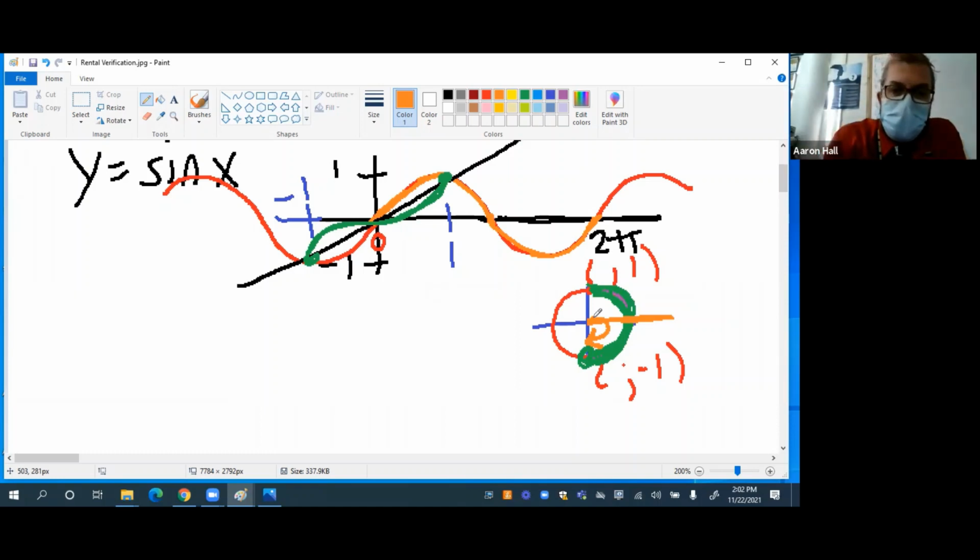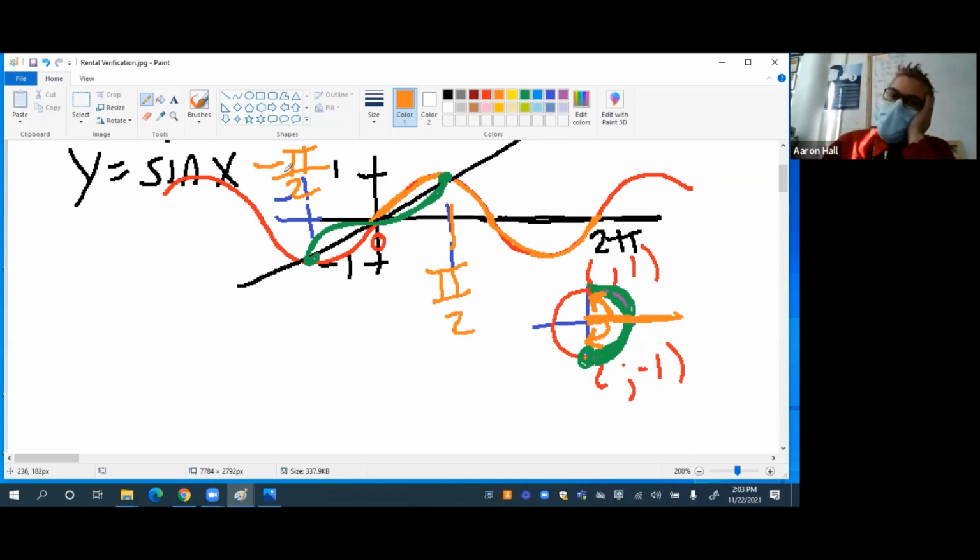Yeah, it's going to be -π². So that becomes -π². And then when we rotate here from our initial side, we get π². That becomes my π².